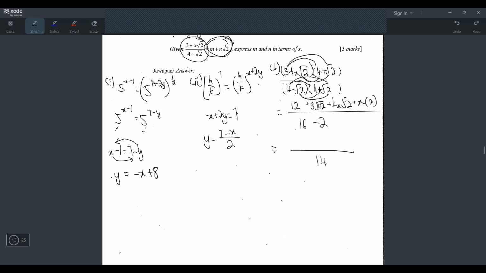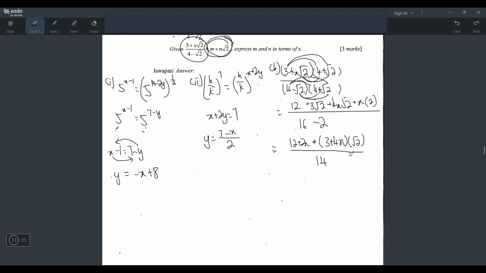Number with number can do, surd with surd can do. So 12 plus 2x, I'll write it once. And then 3 square root 2 plus 4x square root 2, we can let the square root 2 become a. So now it becomes 3a plus 4xa. So we can actually factorize out the square root 2 like this. And then what's left here is just 3 plus 4x, right? It means I just factorize out the square root 2 like that.